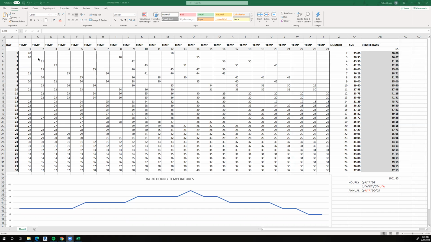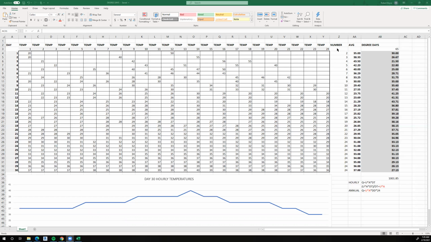On day two, I took three readings. At 1 o'clock, it was 20 degrees out. At 8 o'clock, it was 40 degrees out. And at 2 o'clock in the afternoon, it was 55 degrees out. So I add these three numbers together and divide that by the number of units that I had. I have three units here, so divide by three. And my average temperature for that day was 38.33.